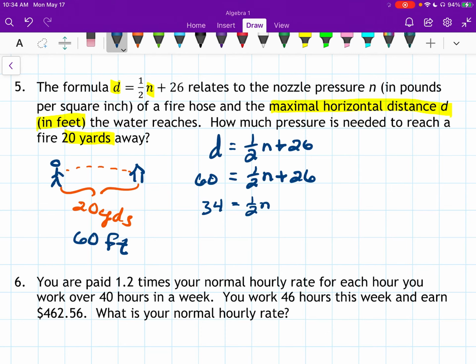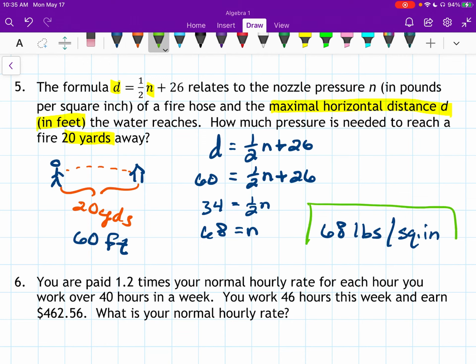Is 1/2 n. Now multiplying by 2, I get 68 equals n. Now because there's so many units here, I'm going to answer with units. I'm going to say 68 pounds per, what is it, pounds per square inch? 68 pounds per square inch. And there we are. Whenever you're on homework problems, whenever you're on some of those bigger word problems, make sure that you pay attention to the units, okay?